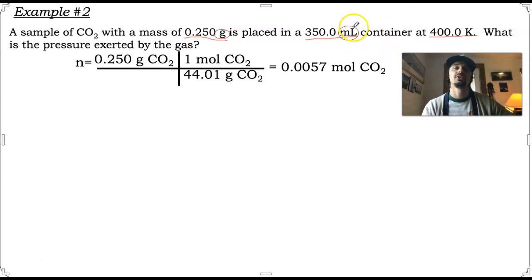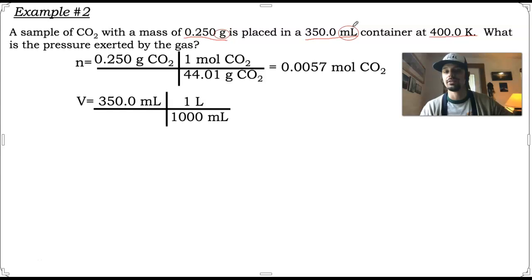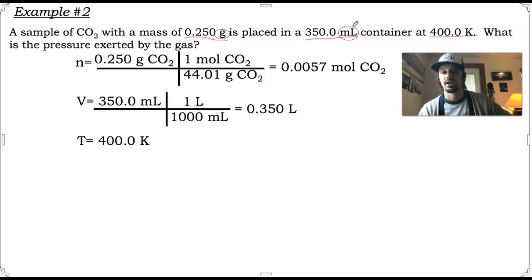Next, 350 milliliters is volume, but volume must be in liters, so I need to convert. How many milliliters are there in a liter? 1,000. So I divided by 1,000, or moved it 3 places to the left to convert my volume to liters. And my temperature is 400 kelvins.